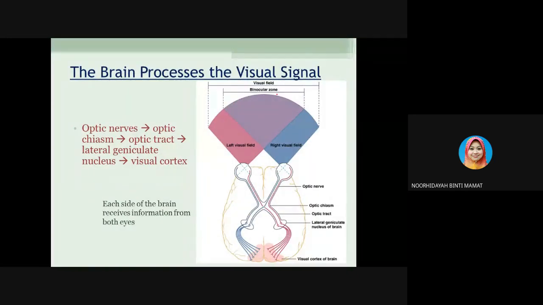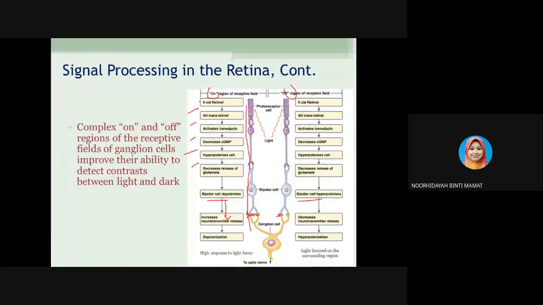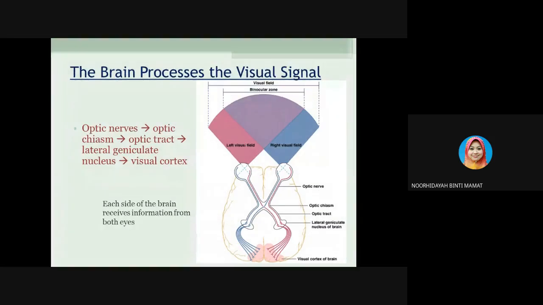So how does the brain process the visual signal? This is the signal that the photopigment receives. After the photopigment has been processed, it will transfer the information to the optic nerve, then the optic nerve transfers the information to the optic chiasm.